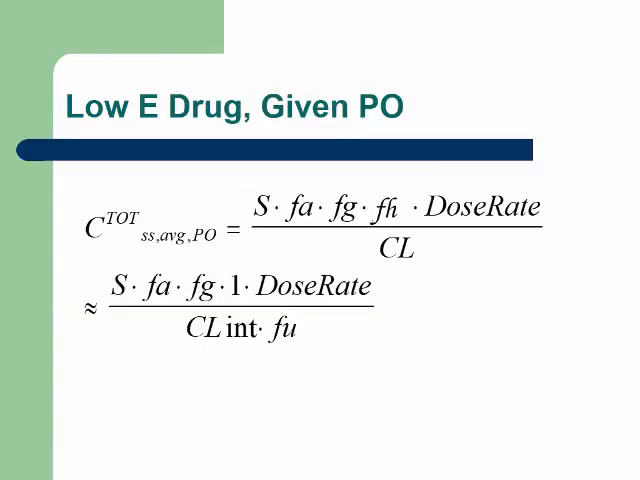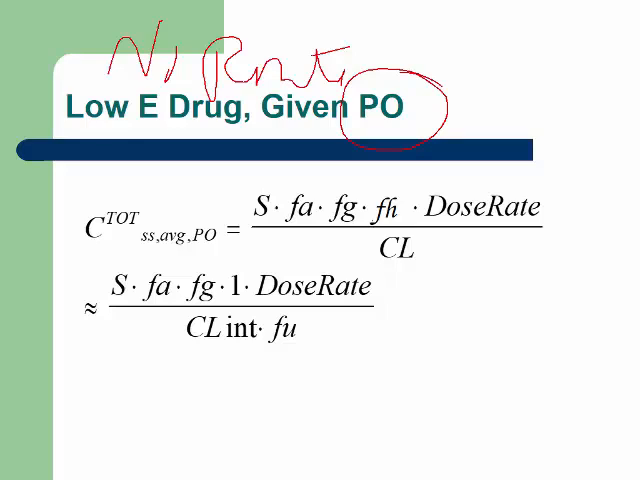Okay, so what if, instead of giving it IV, we're going to give it orally? Oral administration versus IV for a low extraction drug is not a big deal because there is no route dependence, right? But let's go through it anyway. We know for a low extraction drug, the clearance is approximated by intrinsic clearance times fraction unbound, and that the fraction that escapes first pass effect is approximated by 1.